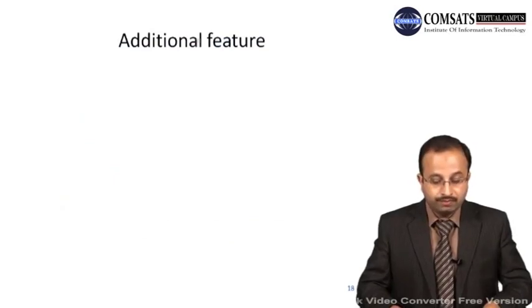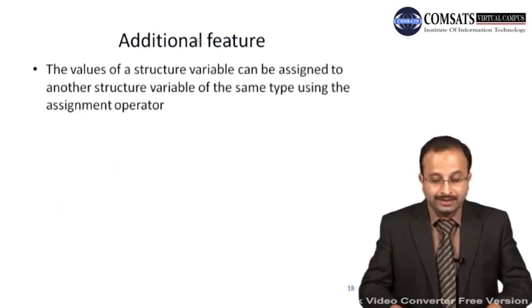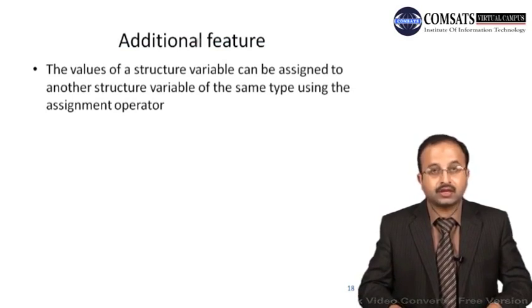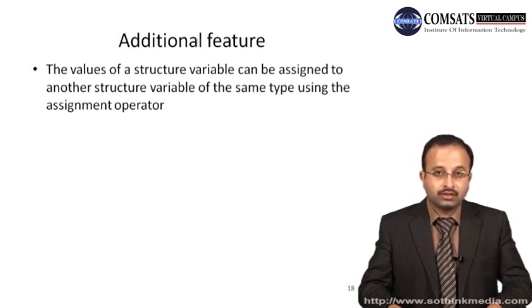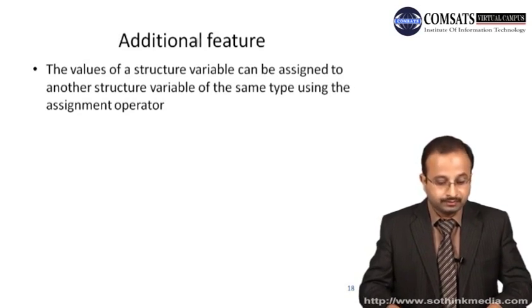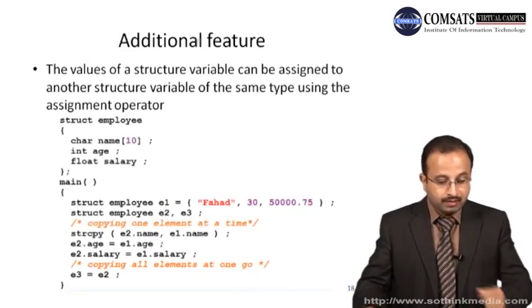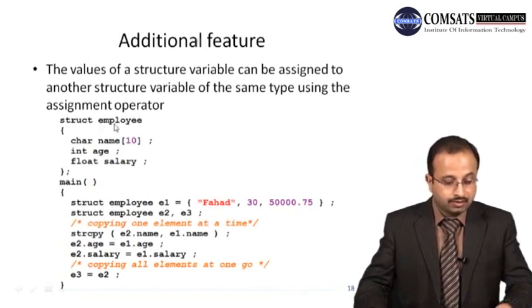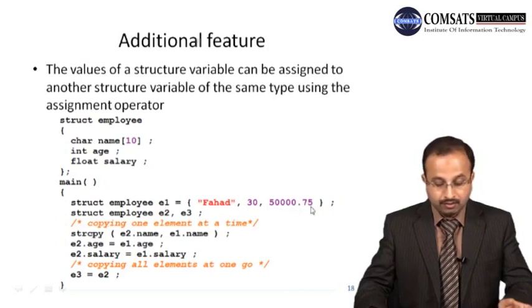Now some additional features of structure. The value of a structure variable can be assigned to another structure variable of the same type using the assignment operator. आप assignment operator use कर सकते हैं किसी भी structure value को किसी भी value में assign करने के लिए. For example, in this example we have a structure struct employee. उसमें एक name आ रहा है, character array, age integer and salary float. So you have variables E1, E2, E3 whose type is struct employee, and you initialize E1 with Fahad 30 and this is the salary.